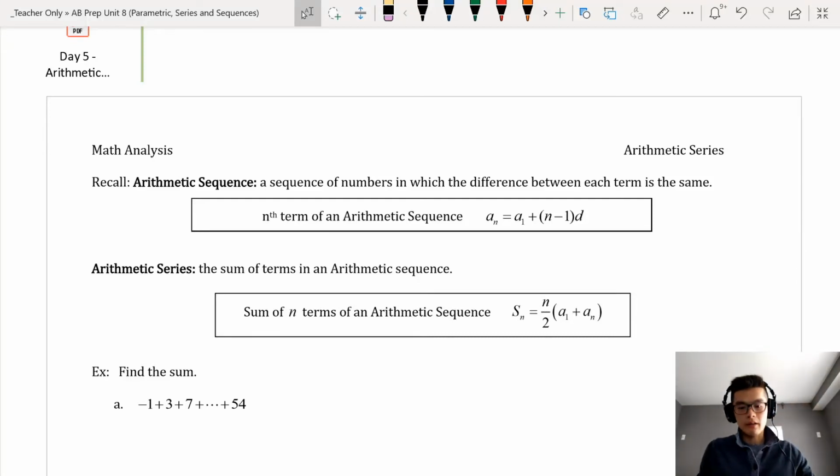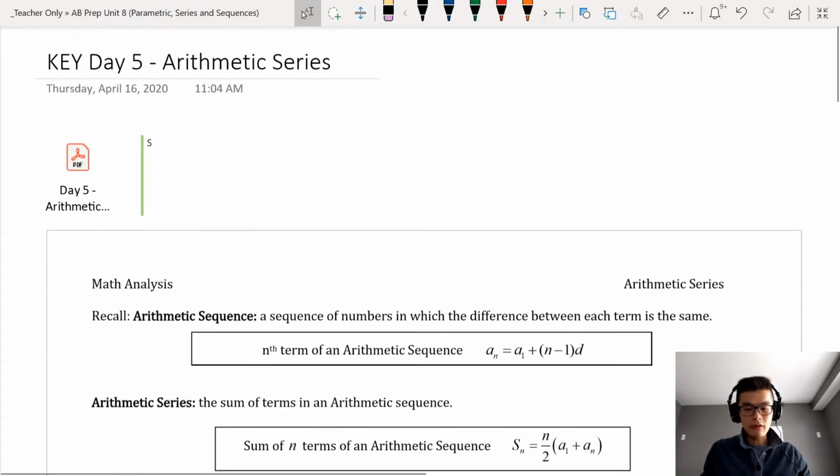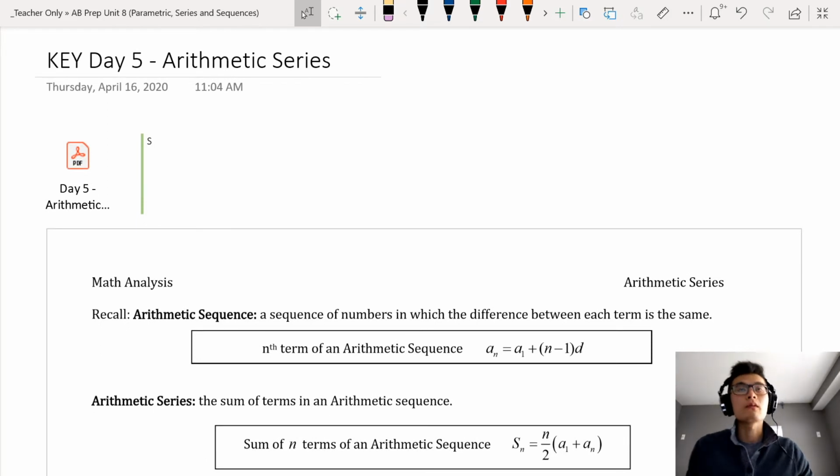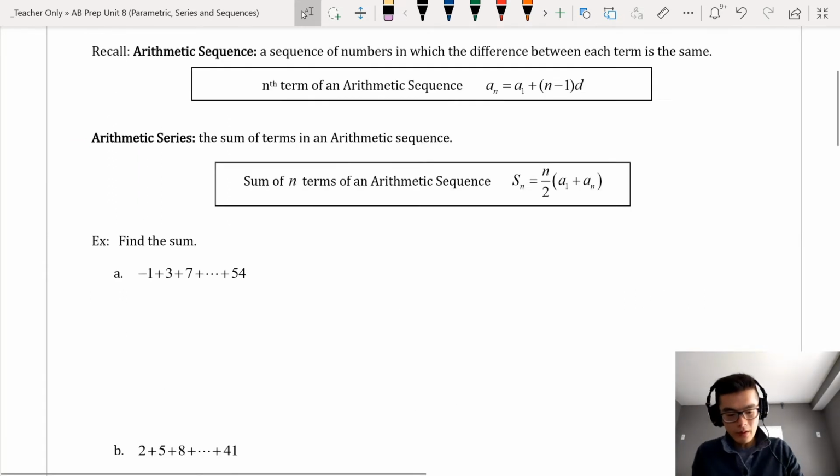Welcome back, guys. This is going to be day 5 on arithmetic series. Day 4 was talking about arithmetic sequences, lists of numbers. Series just means we're going to take that list and add each of those components. Okay, so let's take a look at the first one here.